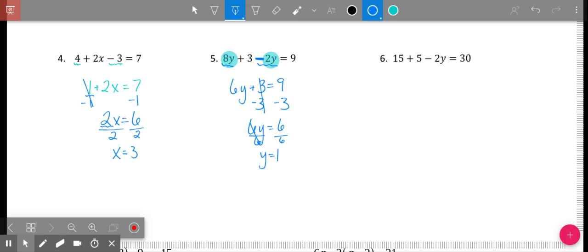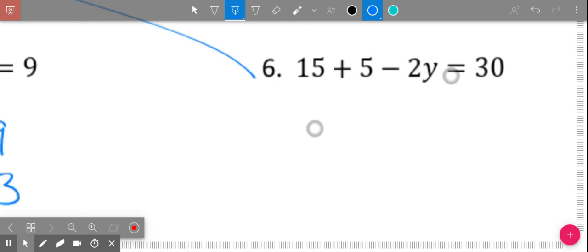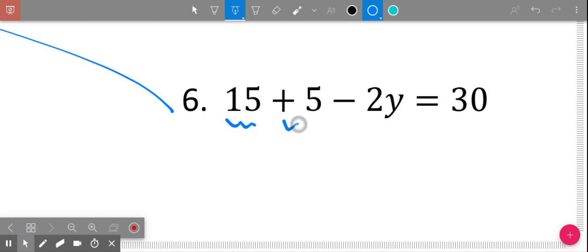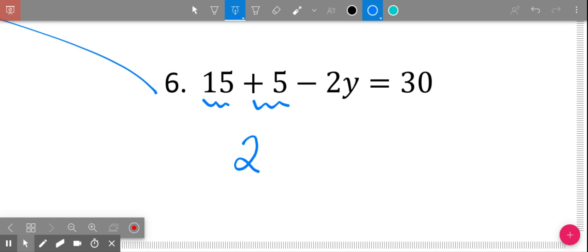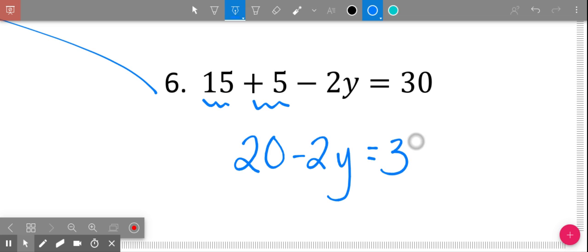All right, looking at number 6. Number 6, we have 15 plus 5 minus 2y equals 30. This one is just like number 4. See how we have two numbers on the same side of the equal sign. Anytime that happens, we need to just combine our like terms. We're going to add them together. So when I do that, 15 plus 5 gives me 20 minus 2y, which is equal to 30.